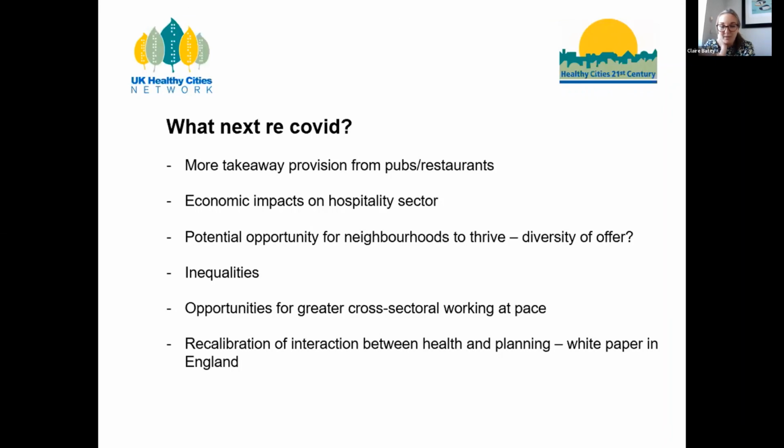And when you see all the cycle lanes popping up, there's a great one along the coast in the northeast, which some of you might be familiar with, in North Tyneside. It's given a bit of a vision for what could be different, and it's made more obvious the interrelation between health and transport and environment and planning, and how that can maybe be applied to other sectors such as food.